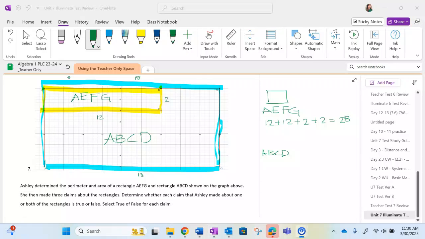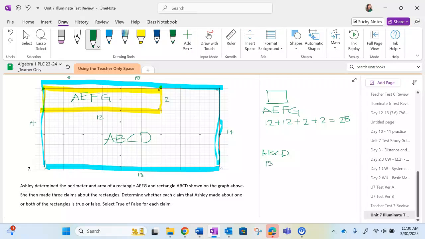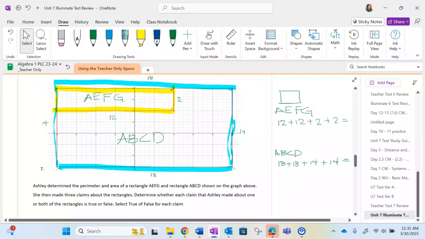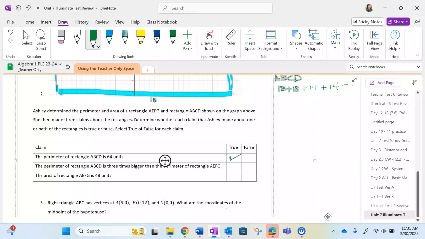2, 4, 6, 8, 10, 12, 14. If this is 14, this is 14. Let's add them up. So we have 18 plus 18 plus 14 plus 14. So we're going to add them up in Desmos, and you should get 64. Okay, so now we know the perimeters. Let's see, what else do we need to know? Let me look at our questions. The perimeter of rectangle ABCD is 64. That's true. We just figured that one out.